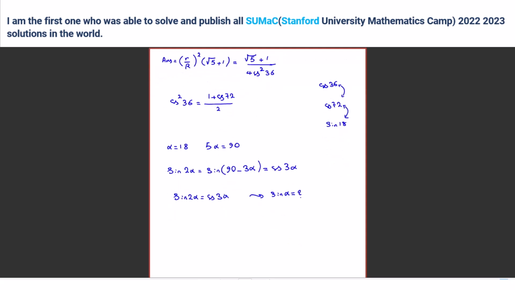I'm not that good with this. For example, sine 2 alpha is what? 2 times what? 2 times sine alpha, cosine alpha, exactly. Then for cos 3 alpha, write cos of alpha plus 2 alpha, then apply the formula for cos 2 alpha, then you can simplify and you can easily find sine alpha. Okay, try.